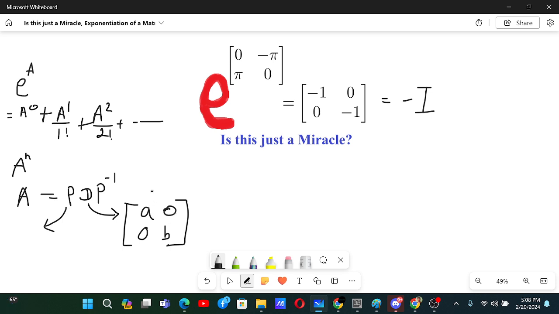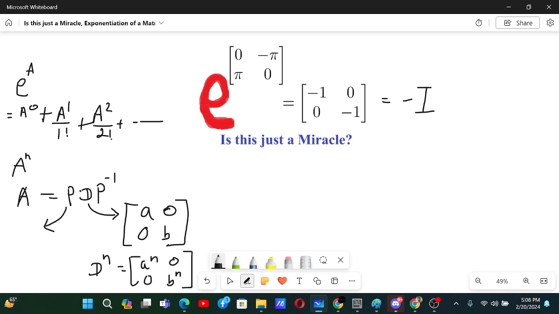Yeah, because if this is the case, the diagonal matrix to the power n will just be a to the power n, 0, 0, b to the power n. You can check this by finding D square or D cube, and you will notice this pattern. And P is any other matrix. So now for any matrix A, how to find P and D?